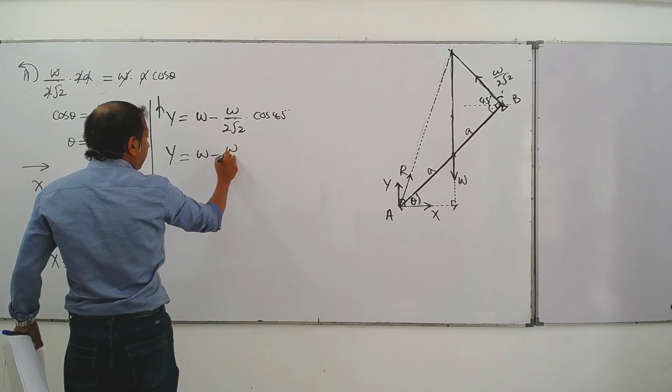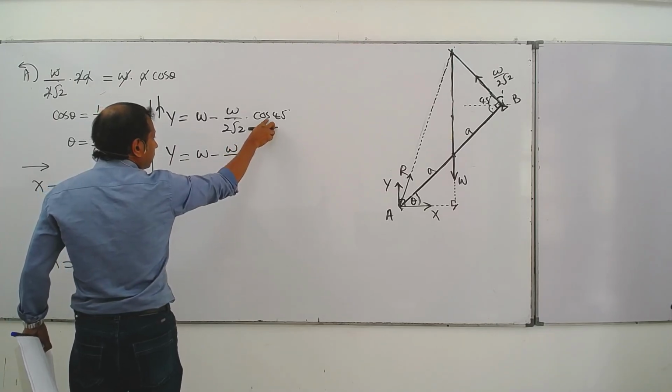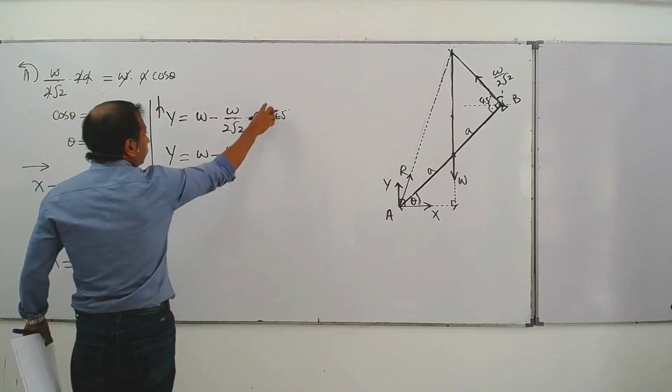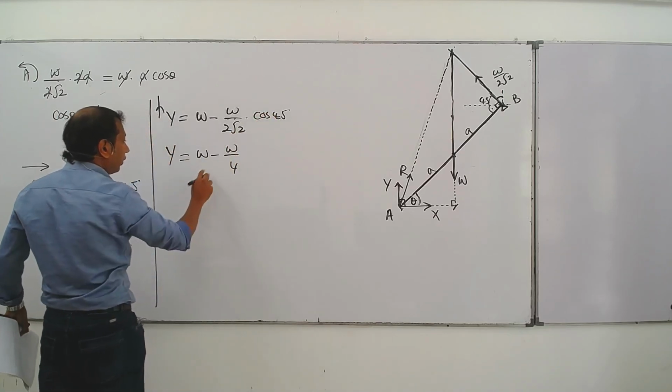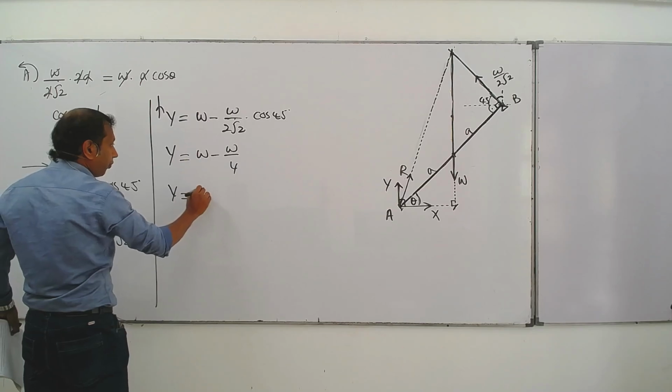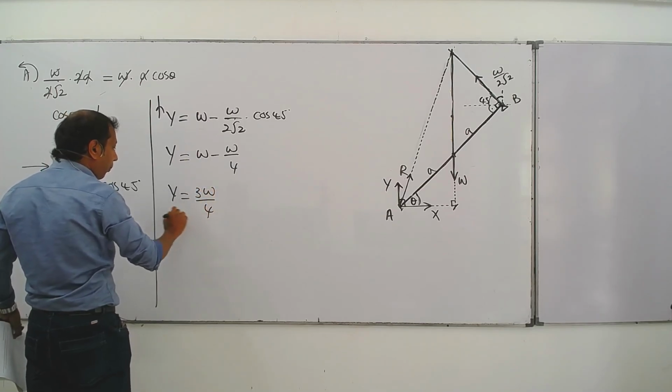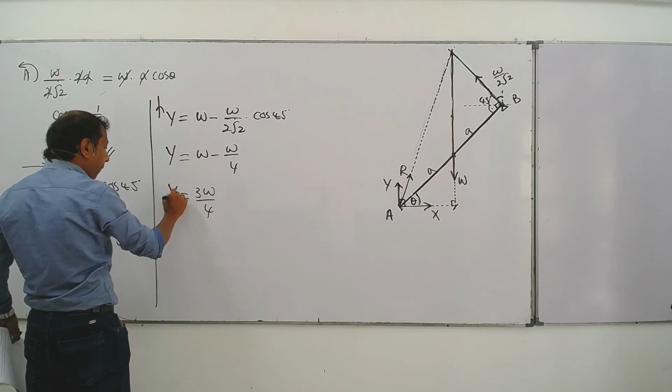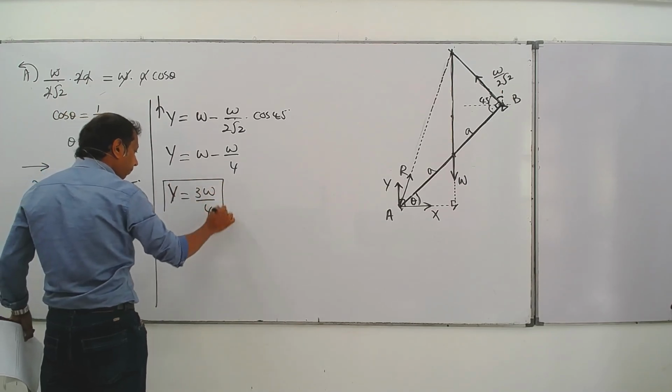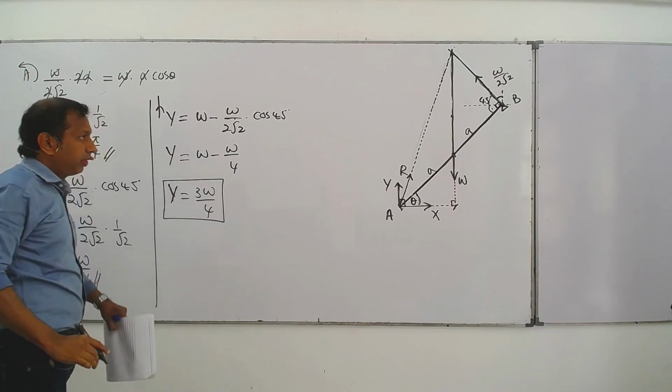Then y is W over 4. 1 over root 2 times root 2 is 1 over 4. Then this is nothing but 3W over 4. Right. Horizontal, vertical, the components we found.